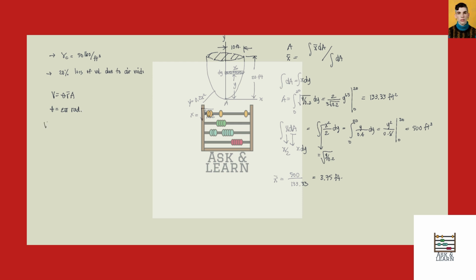So now we can compute for the volume. We have 2 pi times 3.75 times the area of the generating plane, 133.33. So our volume is 3141.51 cubic feet. The weight of the coal is equal to 0.8 of the volume multiplied by the unit weight of coal. So we have 0.8 times 3141.51 times 50. The weight of the coal is equal to 125.66 kips.